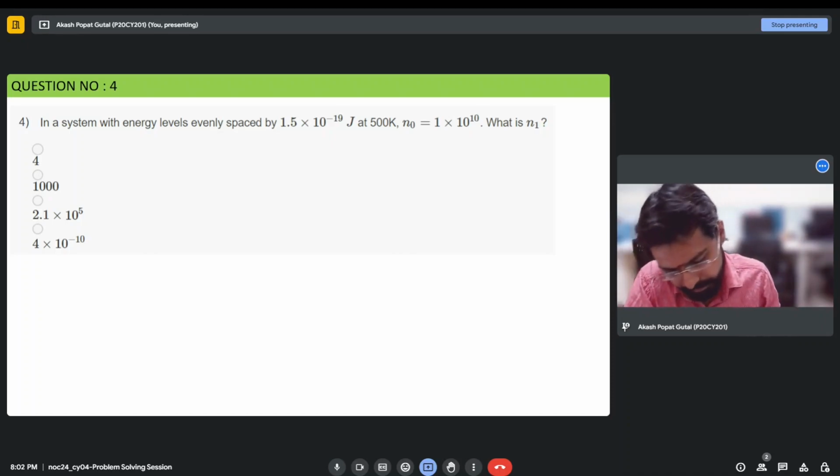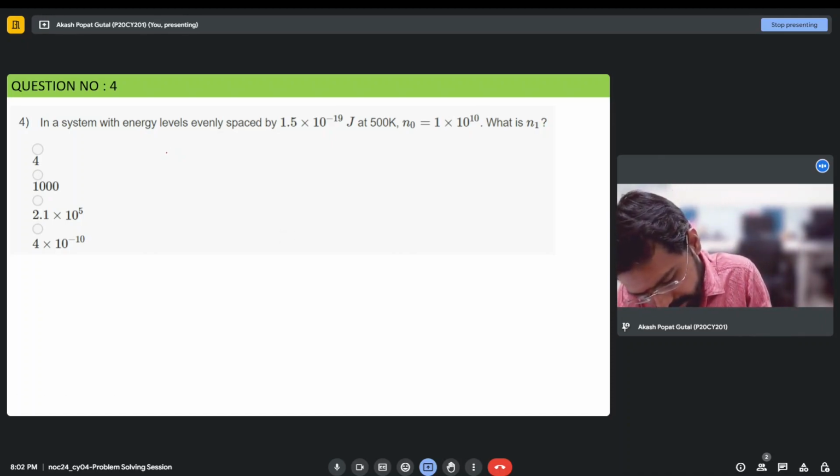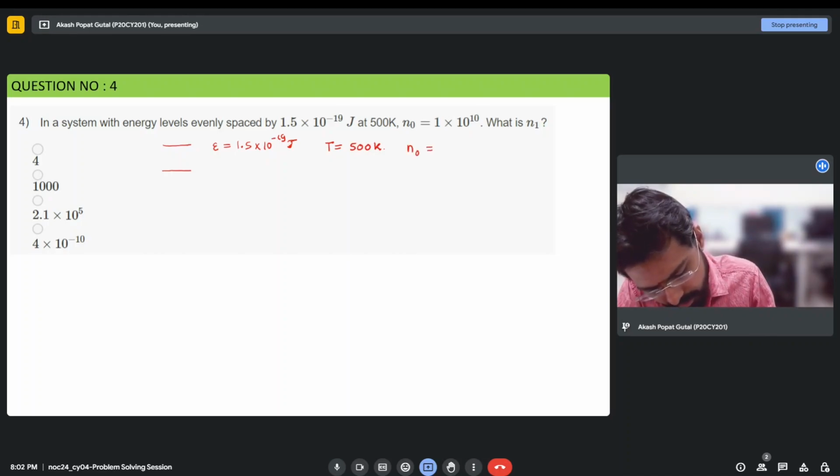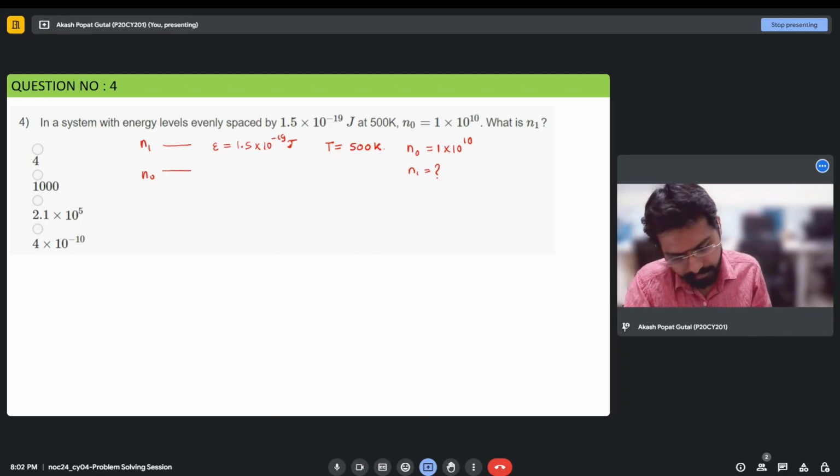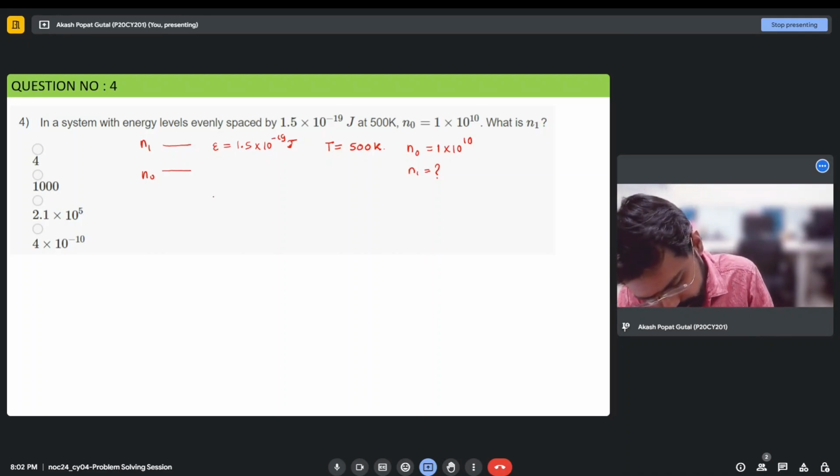So here the energy levels are spaced by 1.5 into 10 raised to minus 19 joule, and the temperature is given as 500 Kelvin, and population at N naught level is 1 cross 10 raised to 10, and N1 level we need to find out. So the same equation that we have derived previously, we are going to use the same equation.